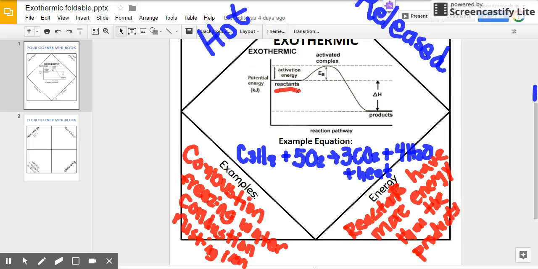Take a look at your graph up here. Can you tell in the endothermic reaction graph, the energy of the reactants is much more than the energy of the products. This is the amount of energy that is released in the form of heat.